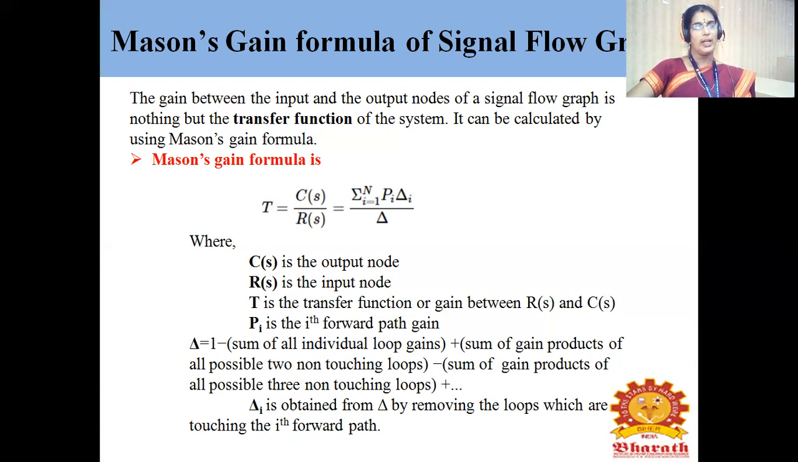If you have 3 non-touching loops, then the next step will be carried out: the sum of gain products of all possible 3 non-touching loops, plus etc. This is the way we are going to find the value of delta.